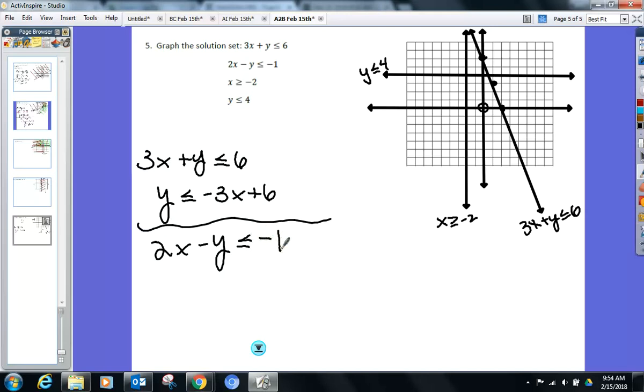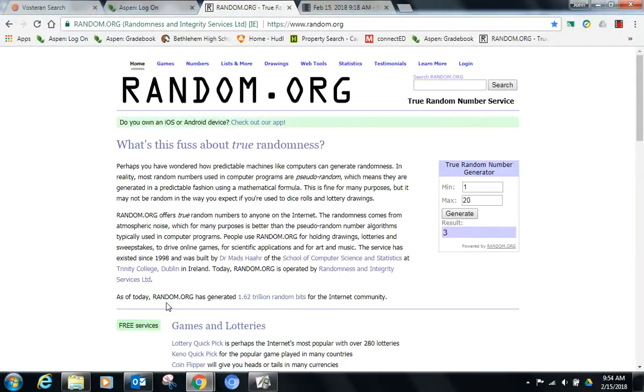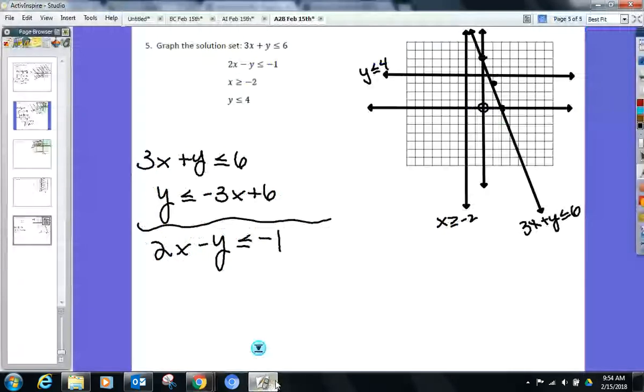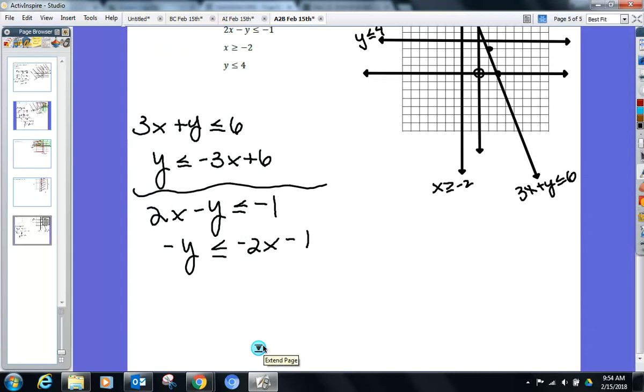Ooh, a little different here. Help me transform this one. Okay, so I have negative y less than or equal to negative 2x minus 1. Sure, Mark, go ahead. Divide both sides by a negative. So what are we doing with the sign? Flipping. So y greater than or equal to 2x plus 1.